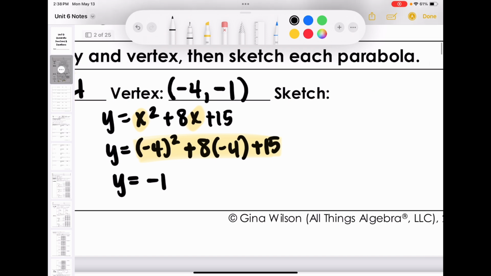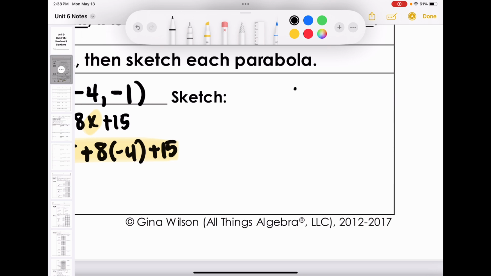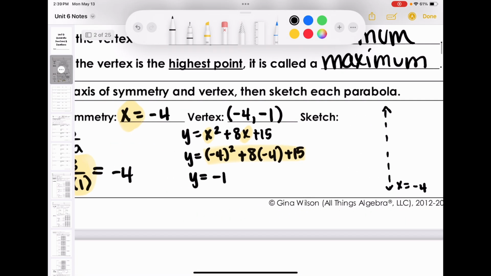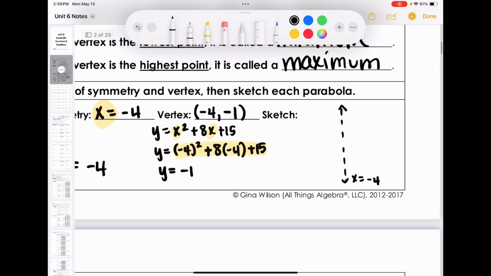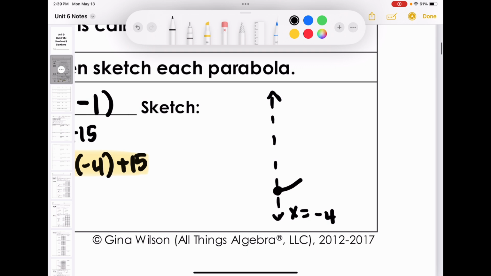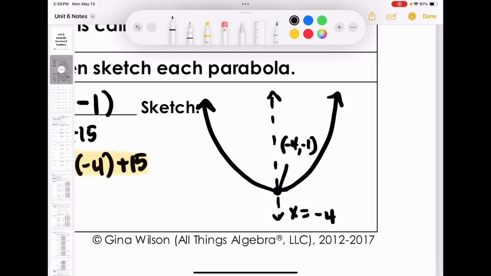So now we're going to sketch it. I'm going to start with drawing my axis of symmetry. I'm going to label it x equals -4. Now I have to decide if my graph opens up or down. So if I look all the way back to my a value, it was a +1. So since it's positive, my graph is going to open up. And then I'm going to label the vertex -4, -1. All right, let's do some more examples.